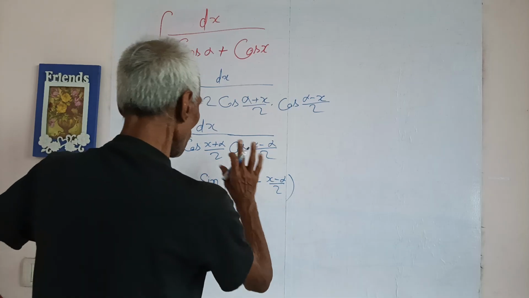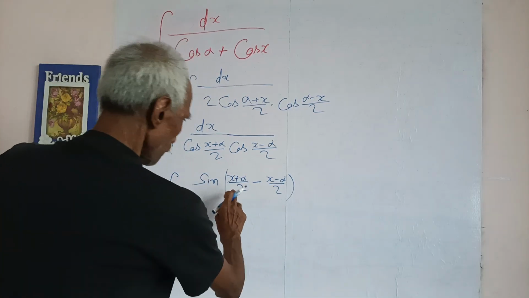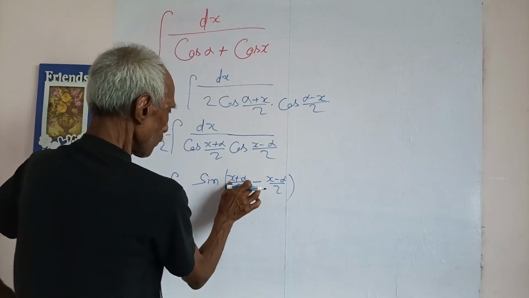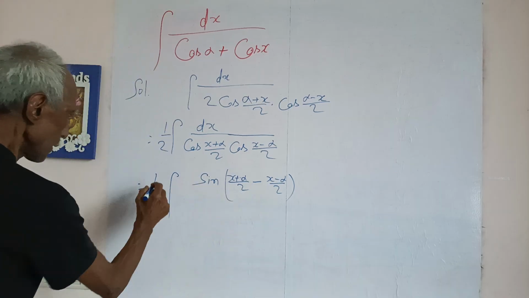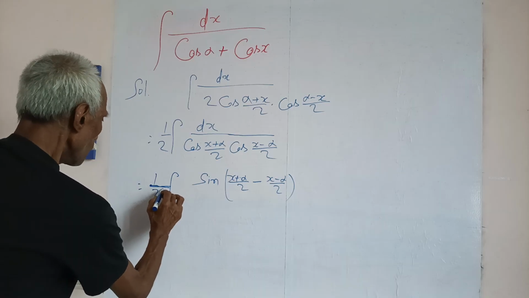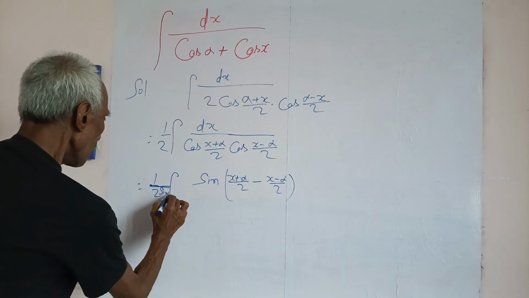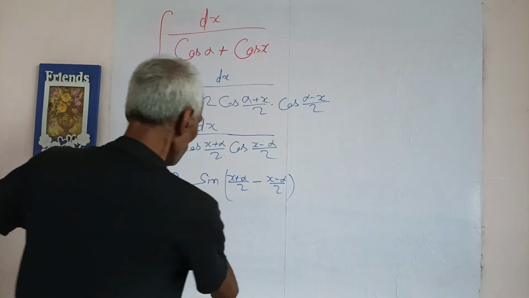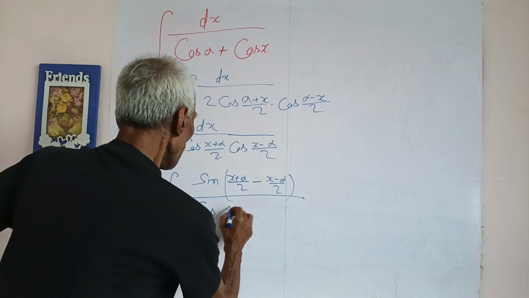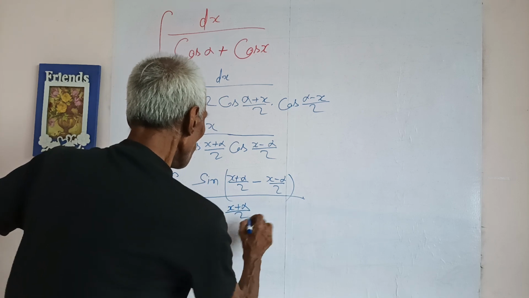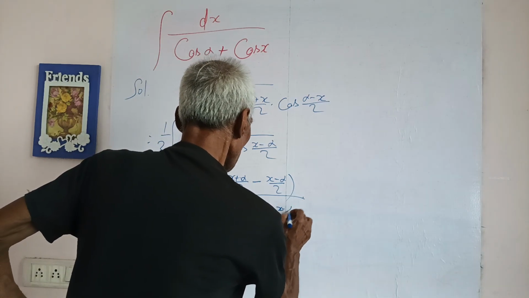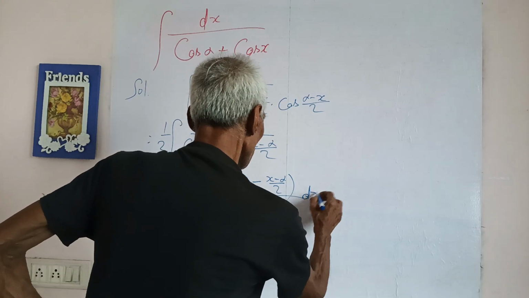Now see, is it right or not? Yes? And from this you will get sin alpha, so 2 sin alpha by cos (x plus alpha by 2) into cos (x minus alpha by 2) dx.